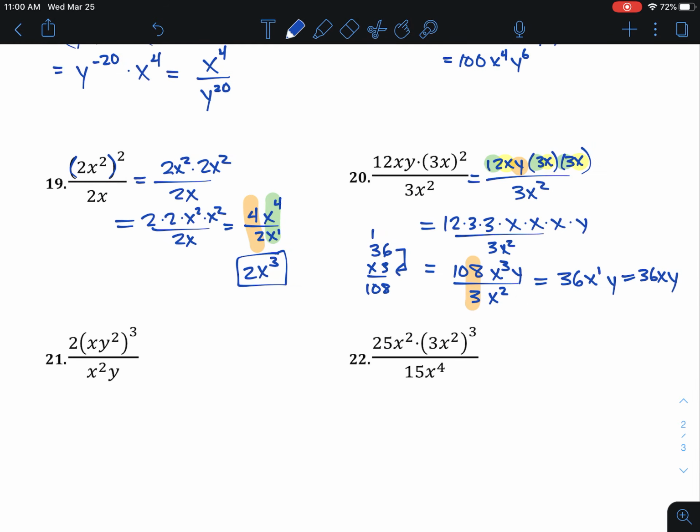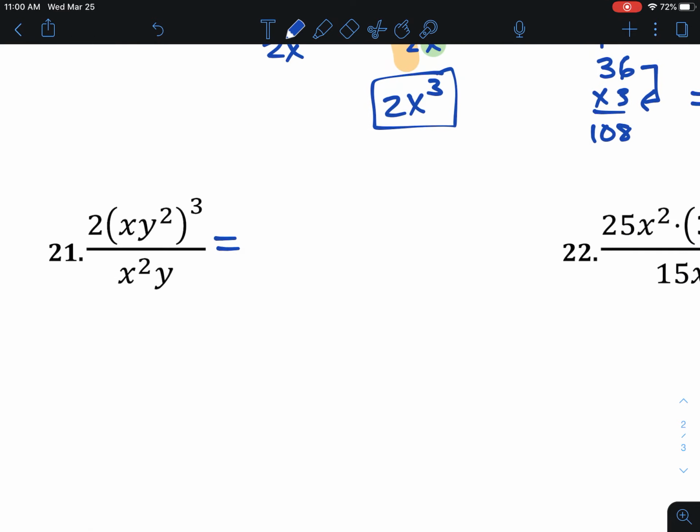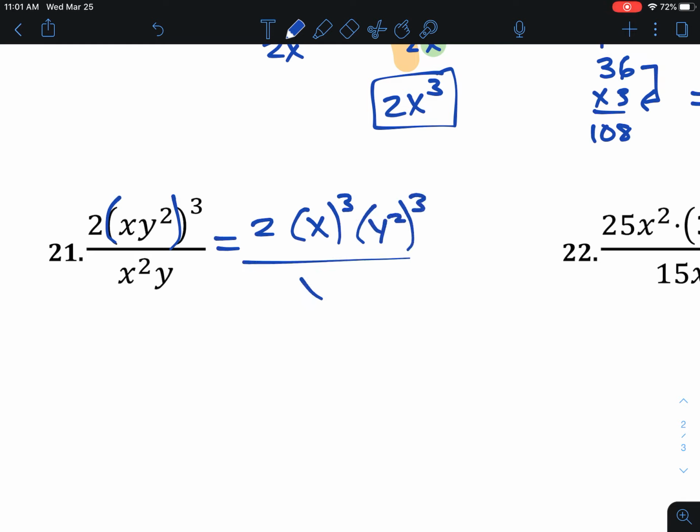Okay, a couple other crazy examples that we're going to try and fly through here to finish up this video. So we've got 2 out front, which does not have the cubed on it. Notice why it doesn't get cubed. It's not inside the parentheses. Only the things inside get that cubed. So 2 times x cubed times y squared cubed over x squared y. This is going to be a couple steps here. So 2x cubed. y squared cubed becomes y to the 6th, power to a power, over x squared y.